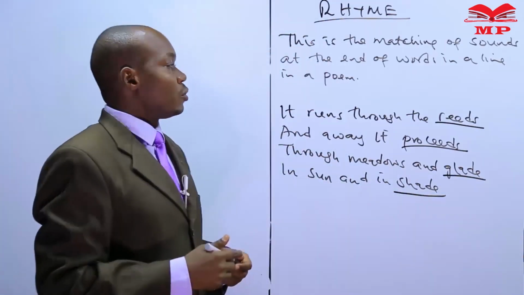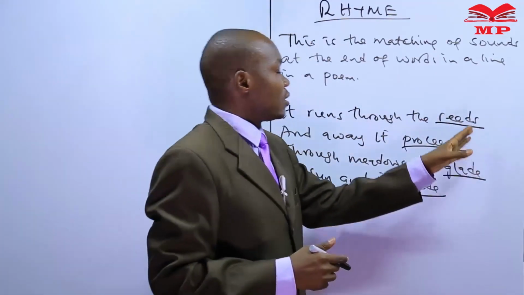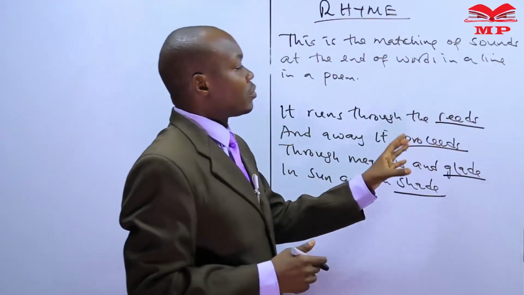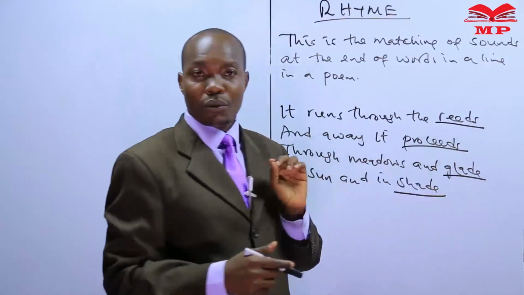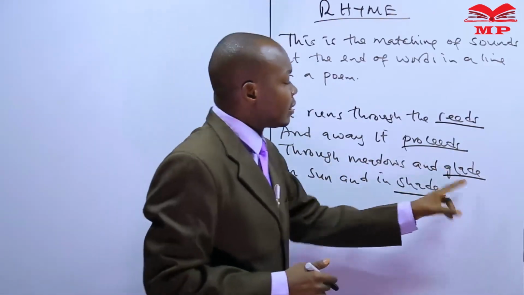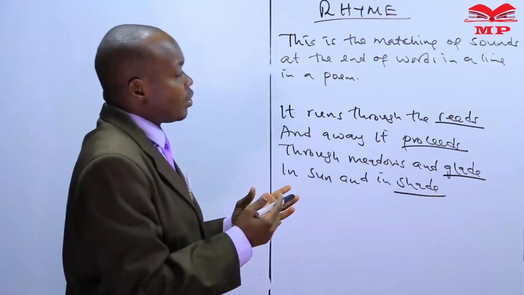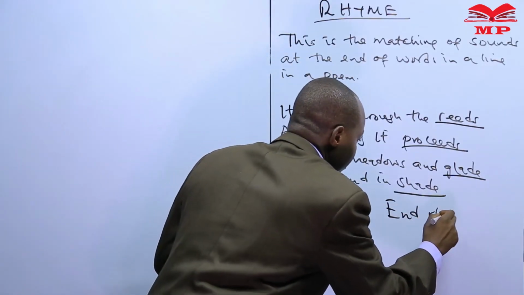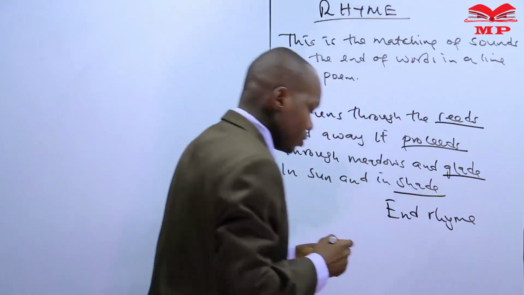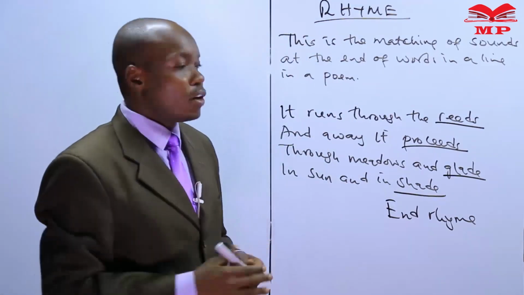So in rhyme, we look at these words. So the words reeds and proceeds, they have the same sound. So these are rhyming words. Reeds and proceeds are rhyming words. So are glade and shade. So we call this end rhyme, because it's coming at the end of a line.